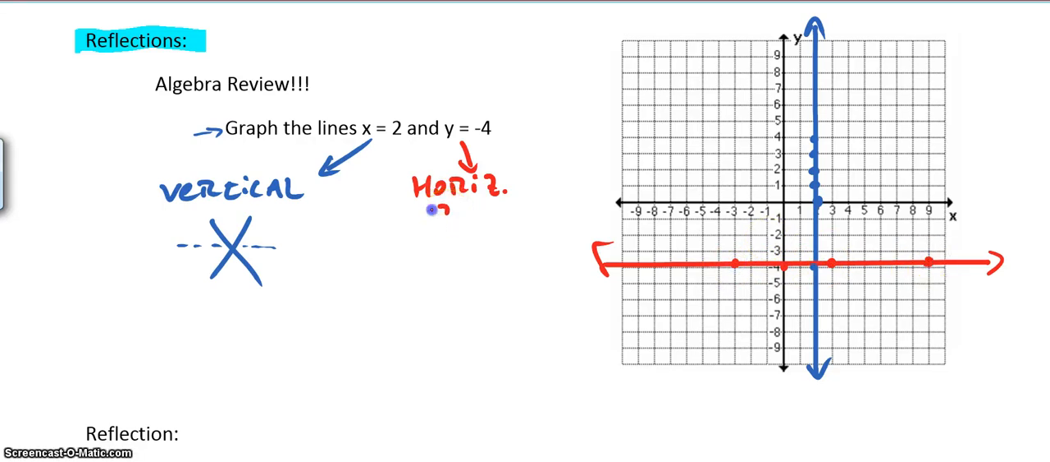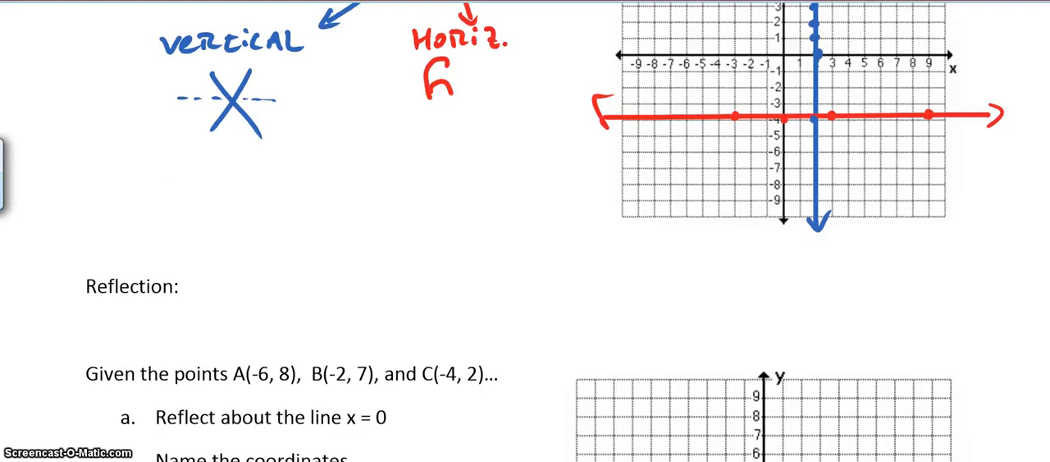And how I remember this is, if you flip a y upside down, it kind of resembles an h. Again, that's just a little trick to help you remember it. But mathematically, the correct reason is because y equals negative 4 anywhere on this line. Alright, now that we recall this, we can go ahead and move forward.